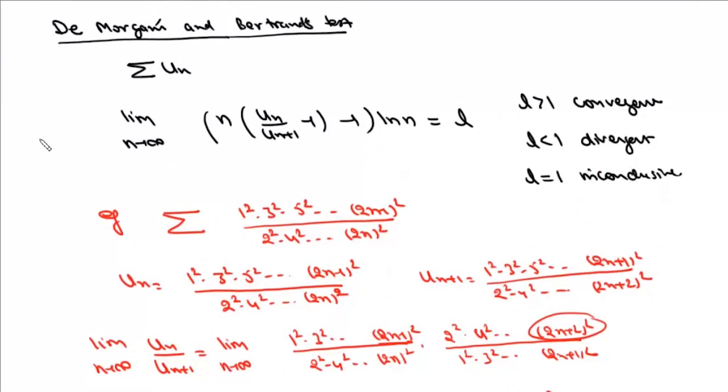So if the ratio test fails, we are going to go to Raabe's test, and if Raabe's test fails, we are going to go to De Morgan's and Bertrand's test. Now an alternative to Raabe's test is the logarithmic test. Now if the logarithmic test fails, then we can go to something called the second logarithmic test. So now we'll discuss the second logarithmic ratio test.